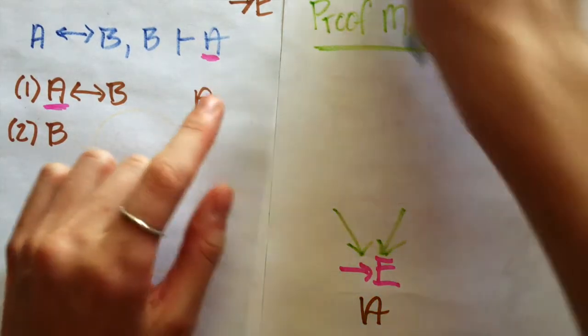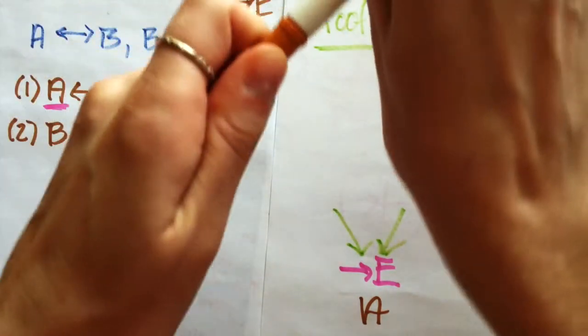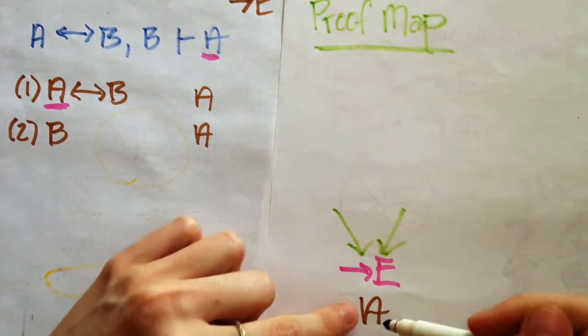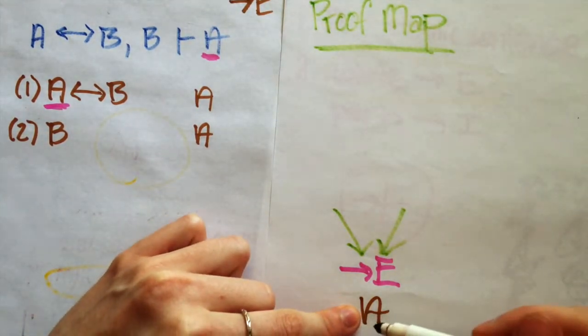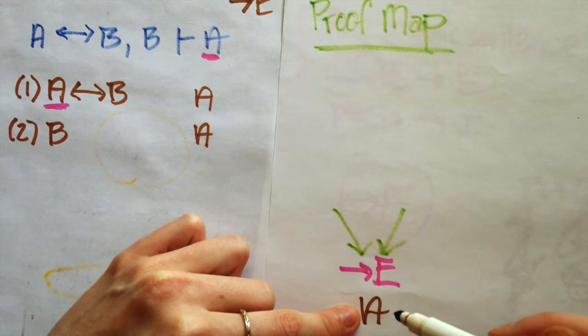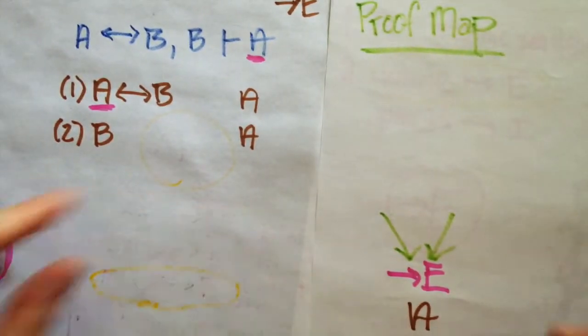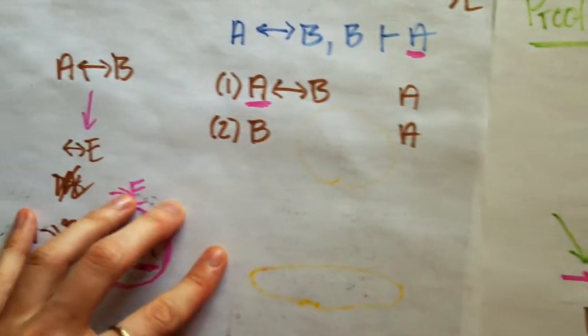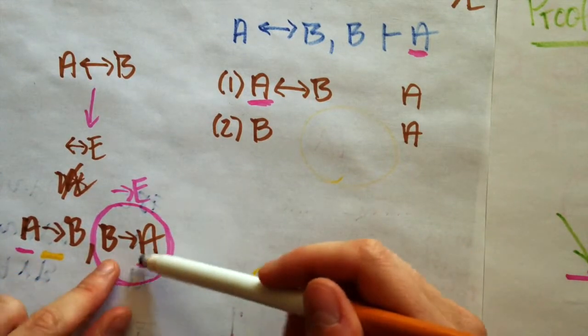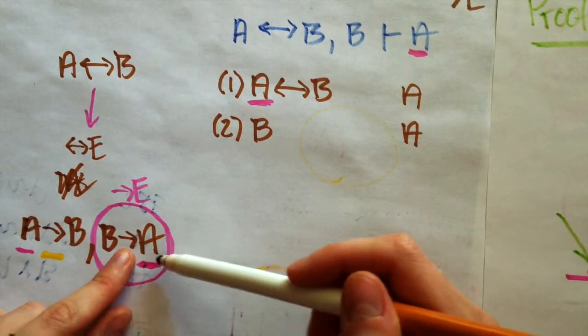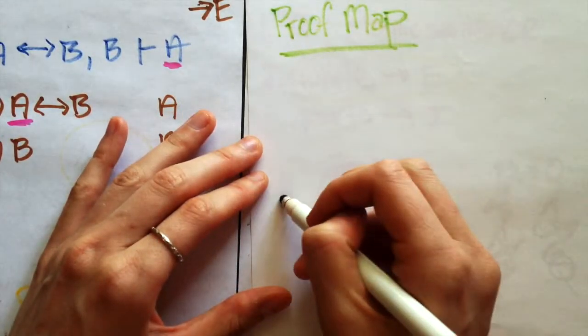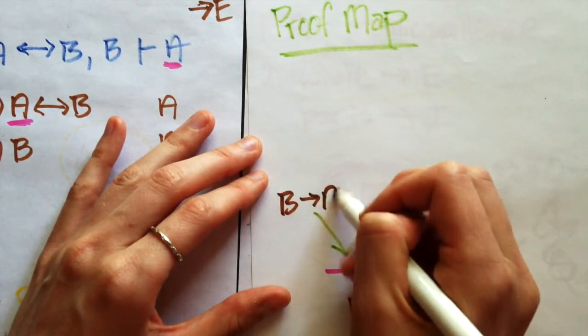First sentence that we need on a line by itself, we're going to need the conditional that A is embedded in. We're going to need the conditional where A is the consequent. And that, as we looked ahead to before, that's going to be this conditional here, B arrow A. Okay. So we're going to need B arrow A.